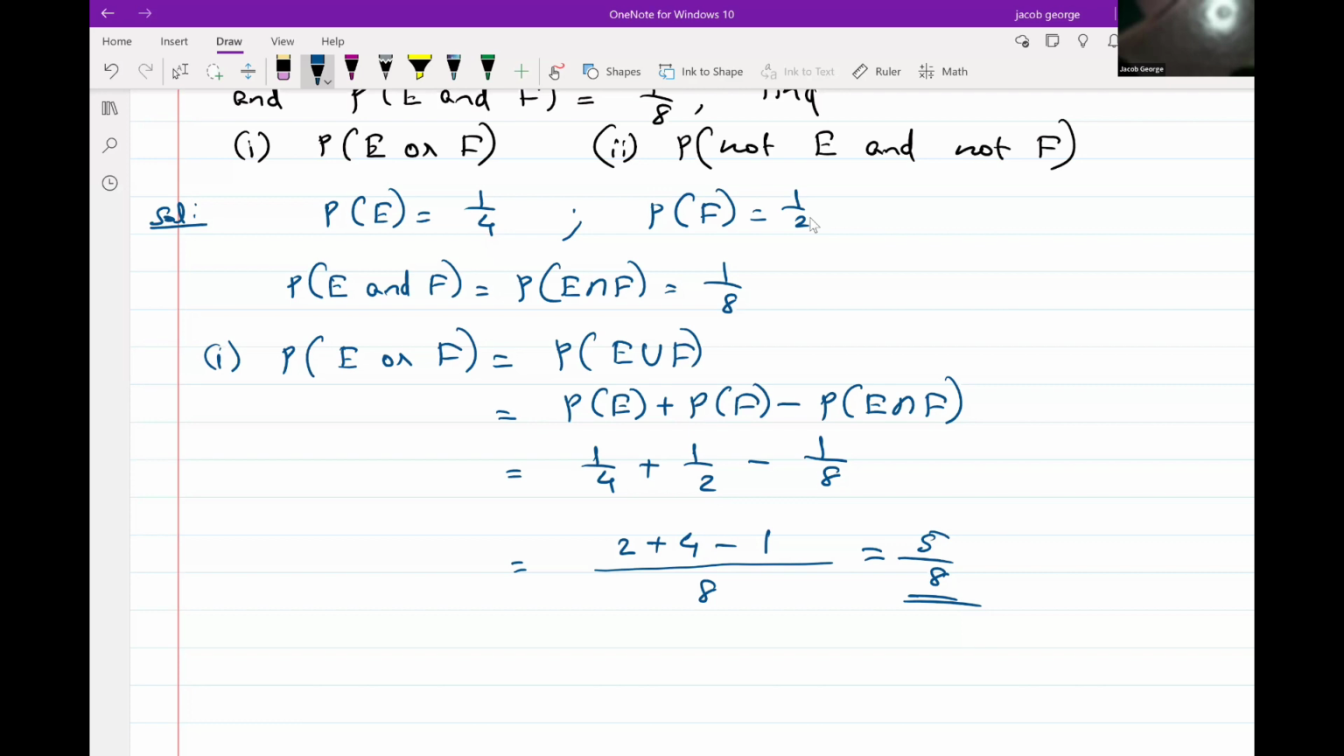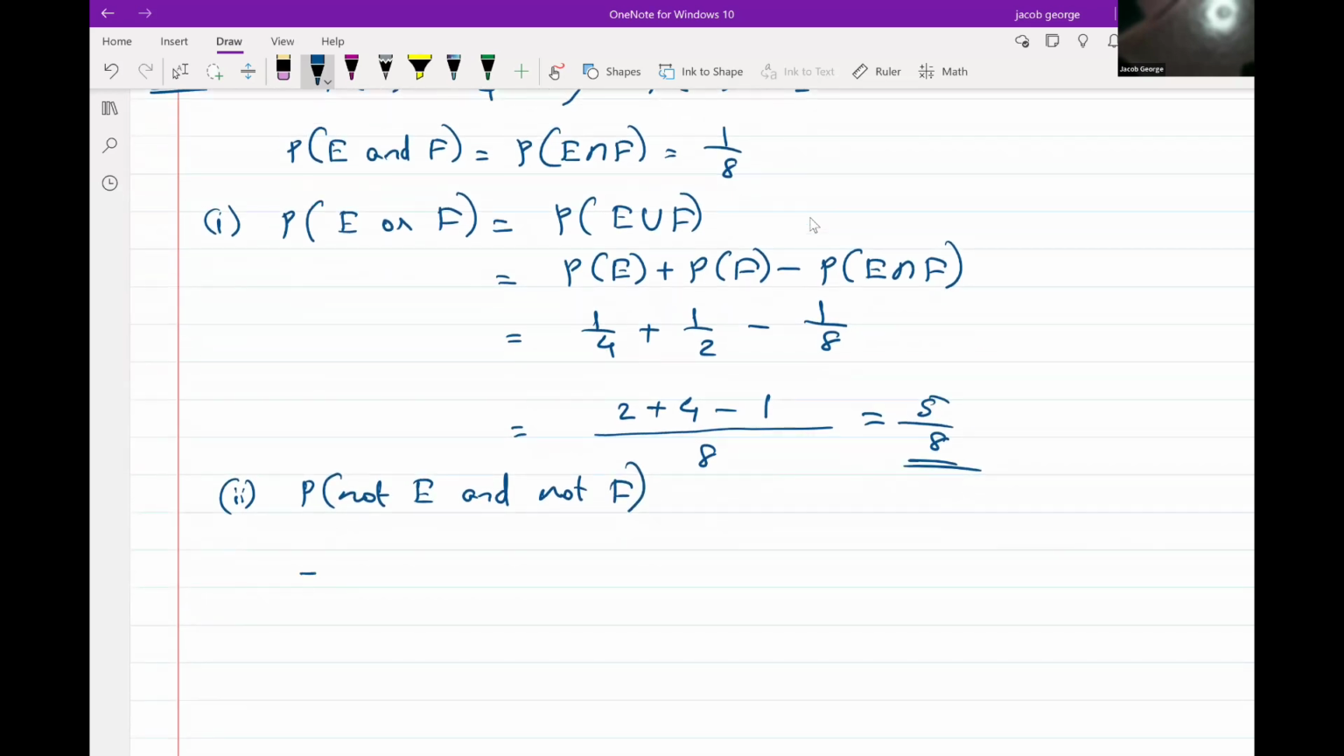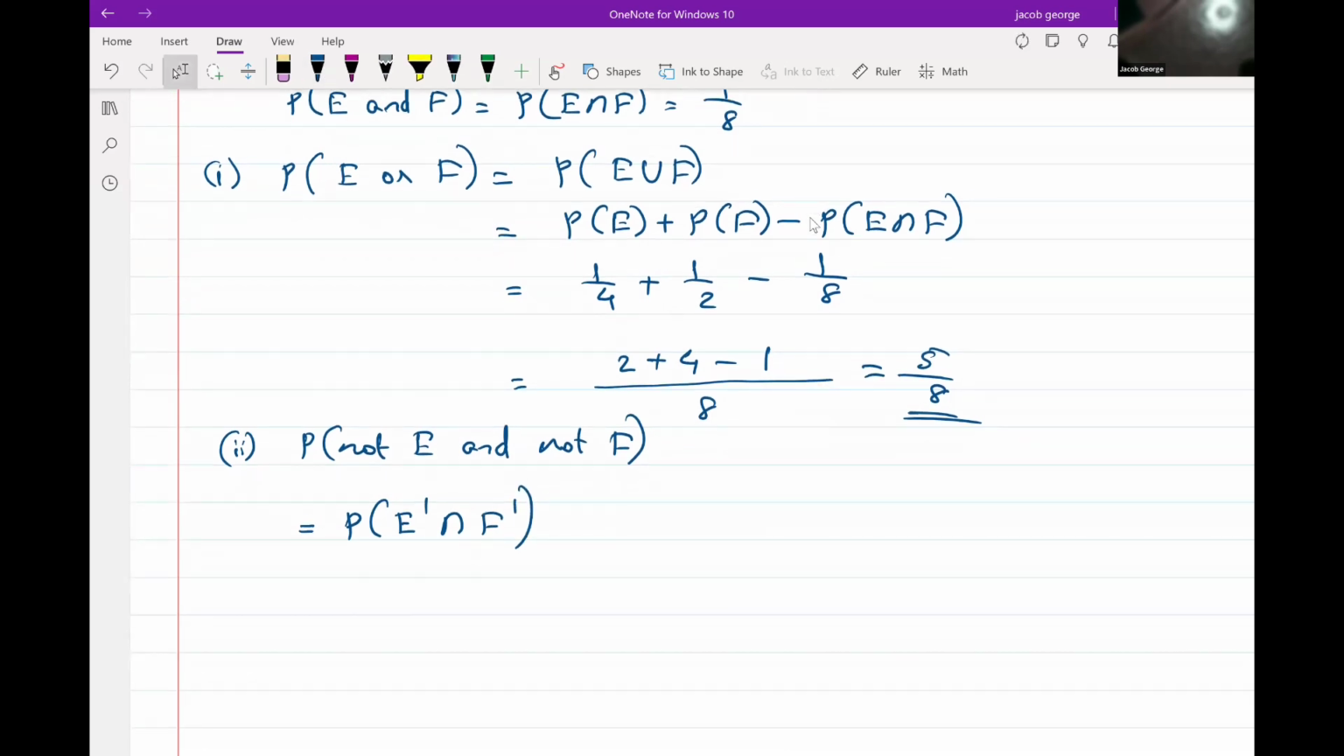What is the second one? Second one we have already discussed. Not E means E complement. And means the connecting sign is intersection. So what will be this? Not E and not F. Not E is E complement, and is intersection, F complement. Not F is F complement.